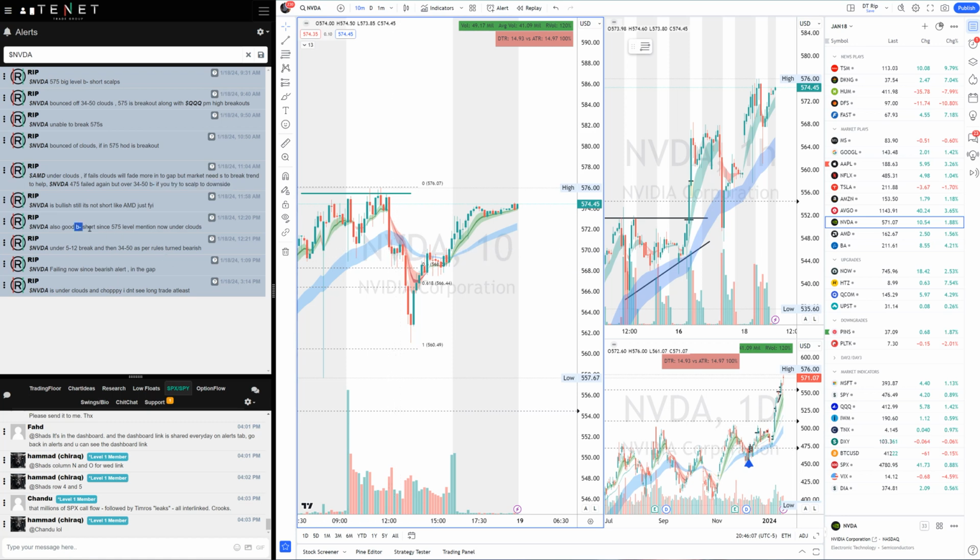12:20 is when I said B minus short scalp. Your stops are over the clouds, guys. If you can't find anything, the stop should be the 10-minute 50 EMA. Simple as that. And then even NVIDIA, the gap fill from that bearish alert gave you 560 over $10, right?